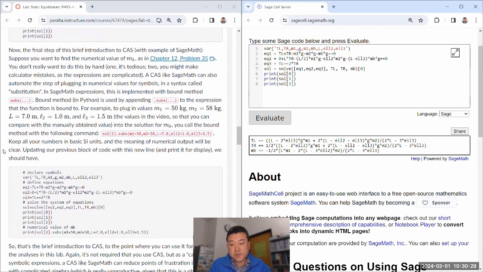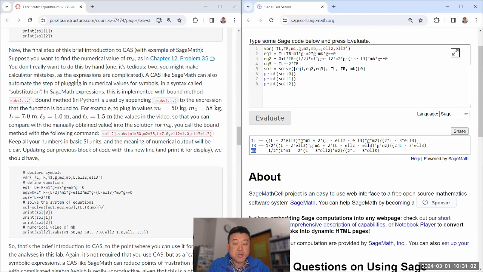Now the final step of this brief introduction to CAS with the example of SageMath. Suppose you want to find the numerical value of MB, as in the homework question that we are working through. You don't really want to do this by hand. One, it's tedious. Two, you might make calculator mistakes, as the expressions are complicated. A CAS like SageMath can also automate the step of plugging in numerical values for symbols in a syntax called substitution.